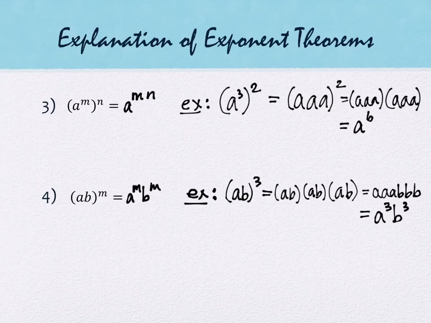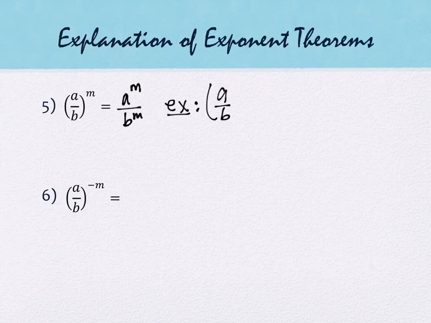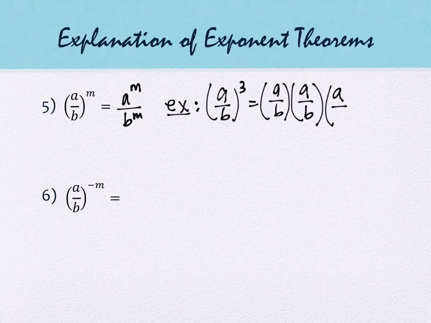Number 5 and number 6 we'll do real quick so that we can head on out. It works the same way for division. In fact, we'll use virtually the same problem, a over b cubed. So it means a over b times a over b times a over b. And if you multiply straight across the top, that's a cubed. Straight across the bottom, it's b cubed. And then the last one, we said that this should be b to the m over a to the m.